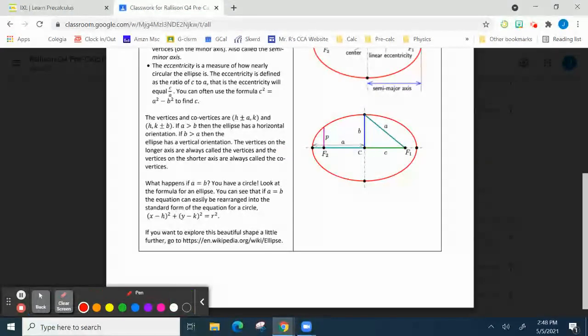And just a cute little thing here. If you didn't read this paragraph, think about that. What happens if A and B are the same? If A and B are the same, that can be combined into one fraction, and then you can multiply. And remember, this is a 1 over there in the ellipse. This can be moved over there, and you end up getting the equation of a circle.